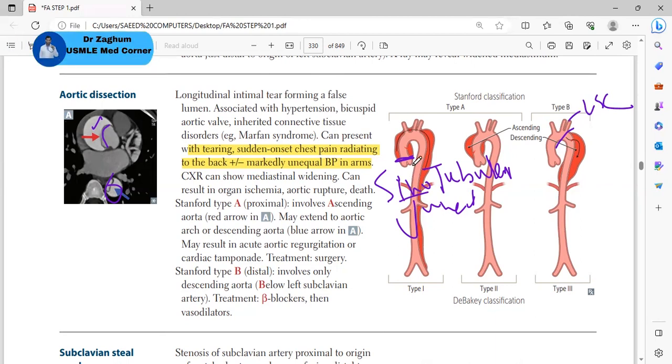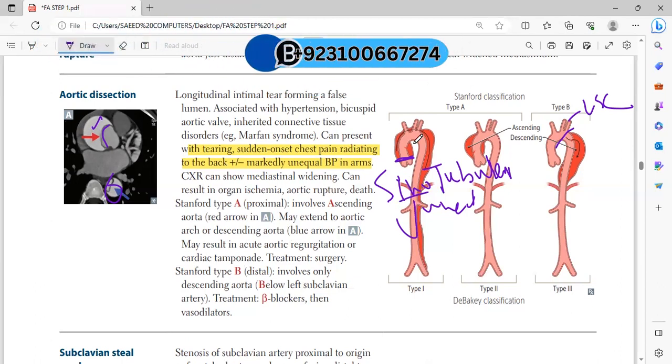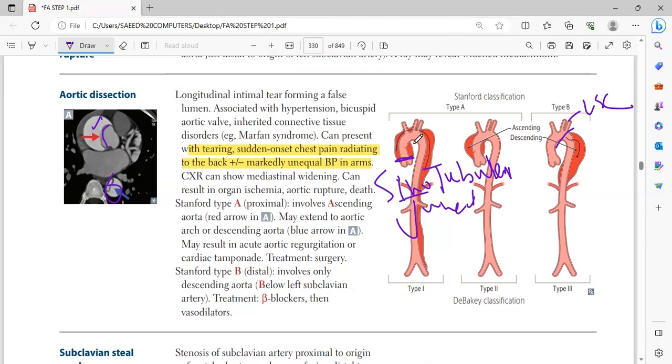Aortic dissection can result in acute aortic regurgitation. You will develop an early diastolic murmur. You can also develop cardiac tamponade. Treatment for type A is surgery. Type B is distal, involving the descending aorta below the left subclavian artery. Treatment is beta blocker. Always give a short-acting beta blocker.